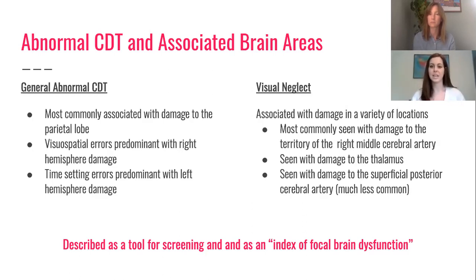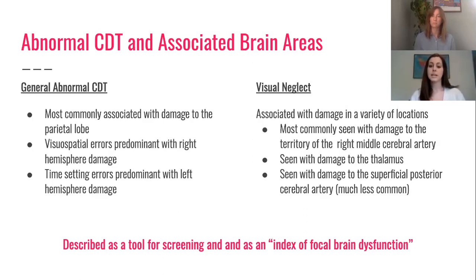And then over to visual neglect, it's really interesting to me because it's associated with damage in a variety of locations. Most commonly, visual neglect is seen with damage to the territory of the right middle cerebral artery, which again, I think is really interesting because we're talking about visual neglect. Damage to that area doesn't necessarily hit the occipital lobe too hard, but a little bit, obviously.